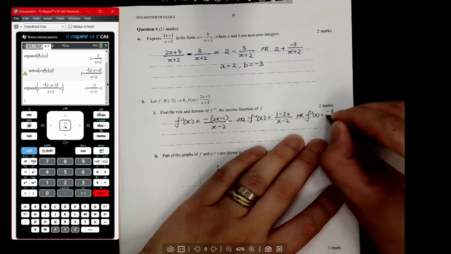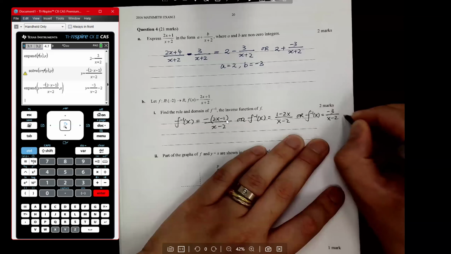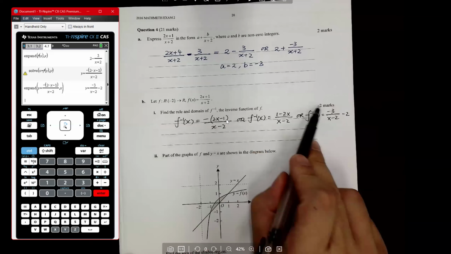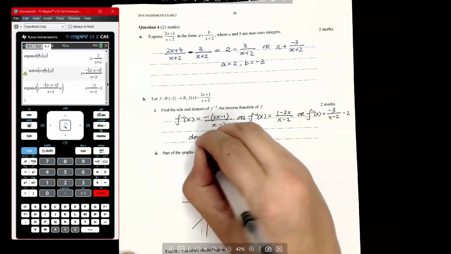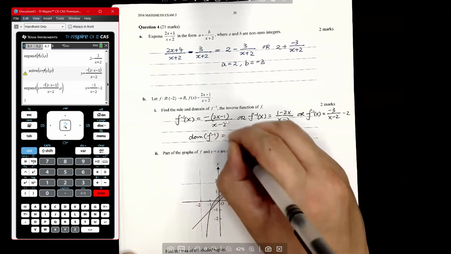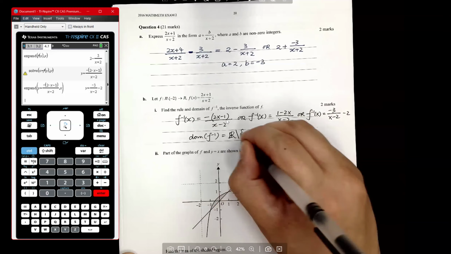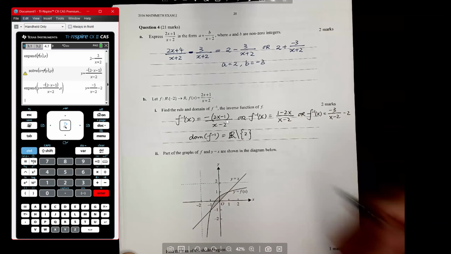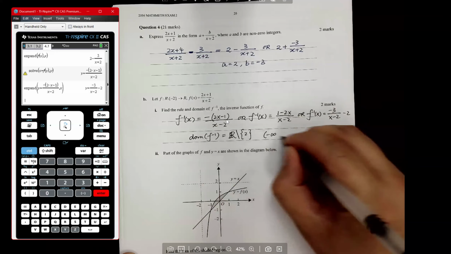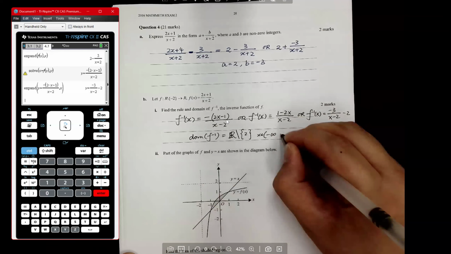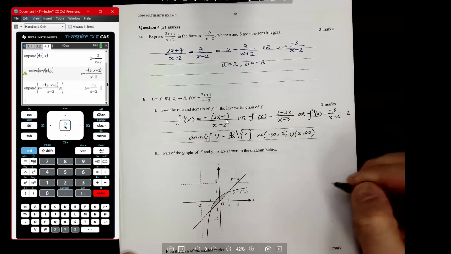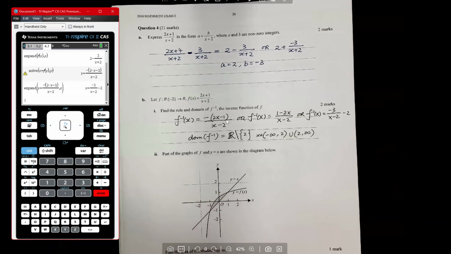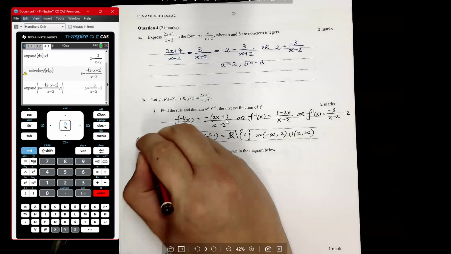You might get a -3 over x minus 2, plus 2. But that is just for 1 mark. You also need to specify the domain. Say the domain of f inverse is R backslash {2}, okay? Or you might want to say x belongs to (-infinity, 2) union (2, infinity), 2 is excluded. It's not good enough to say x not equal to 2, okay?